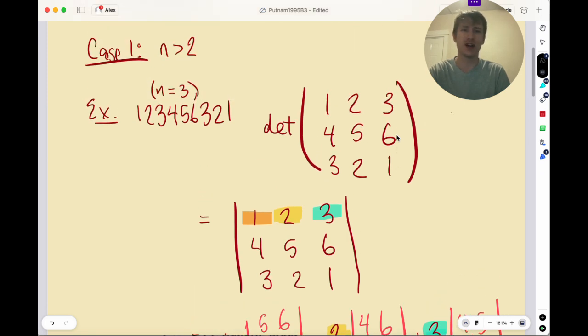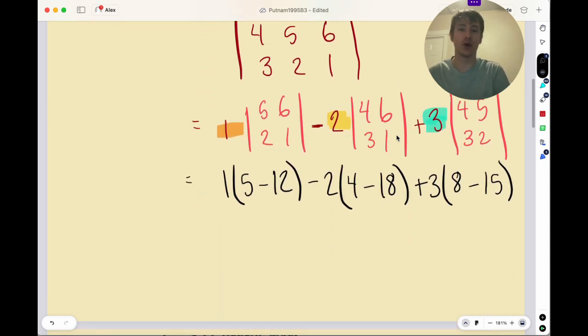So why am I considering this case first? This seems really difficult, to find the sum of all possible determinants of all possible numbers. Well, it's actually not. This is actually the easiest thing in the world if you know one little property about determinants.